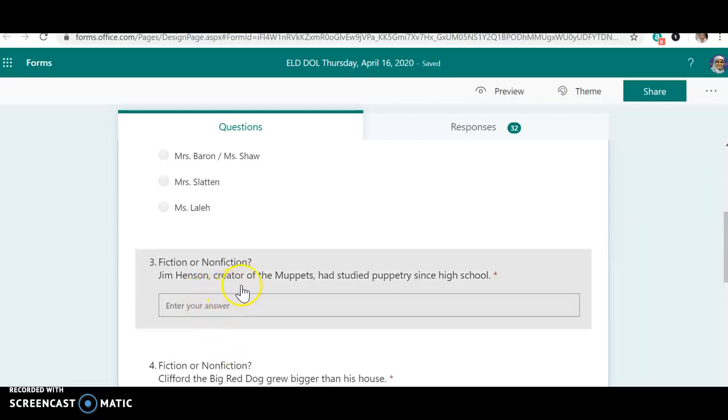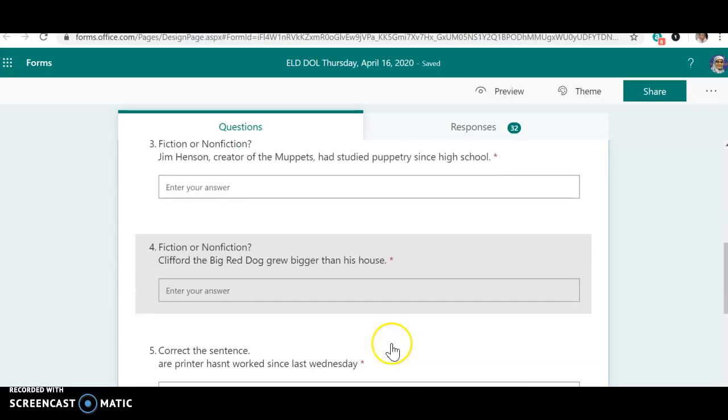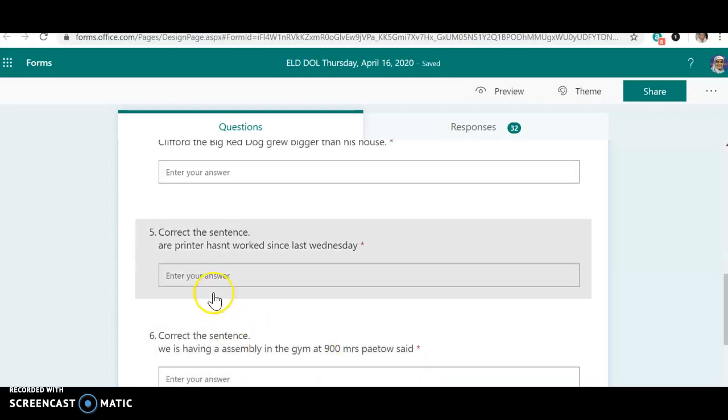Jim Henson, creator of the Muppets, had studied puppetry since high school. This is a real thing. This is fact, so it's non-fiction. Clifford the big red dog grew bigger than his house. Clifford is an imaginary character. It's a dog in the stories, right? Or even animation movies. So it's fiction.